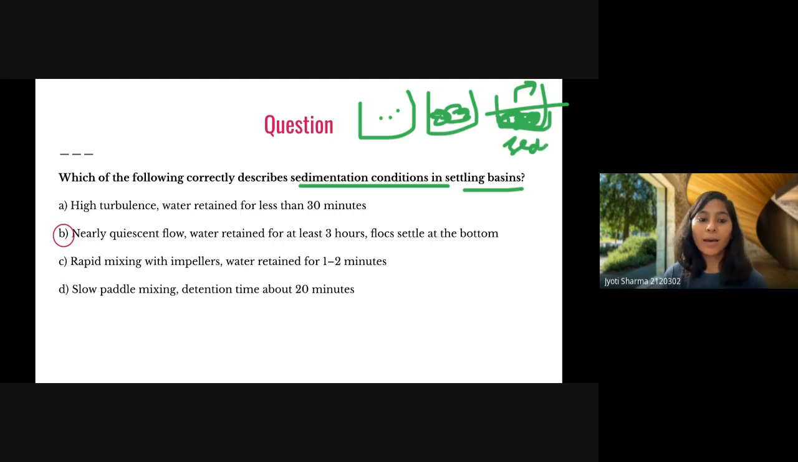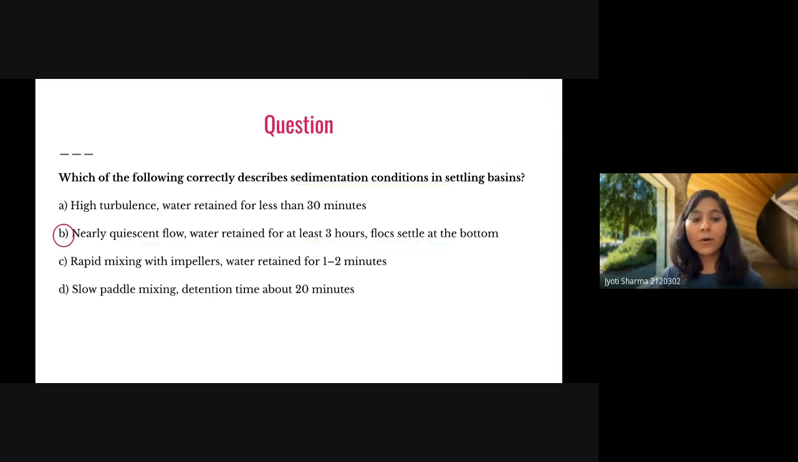Here the flow should be very stagnant. There should not be any flow because we are keeping that water still. We are not moving that water. Water should be retained for at least 3 hours, and that's how these flocks will settle at the bottom. So this was your third step after coagulation and flocculation: sedimentation. That's how B is the right answer.